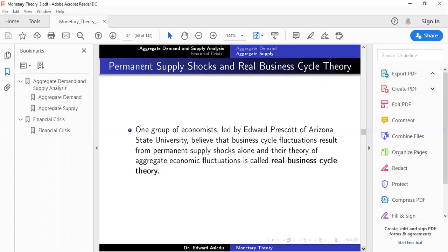All right. One group of economists, led by Edward Prescott, believes that business cycles, the up and downward movement of the economy or aggregate output that we started off with, result from permanent supply shocks alone. His argument is that the increases and reductions in output, all this up and down movement, are driven mainly by permanent supply shocks. Their theory of aggregate economic fluctuations is called the real business cycle. So this real up and down movement is just driven by the permanent supply shocks.